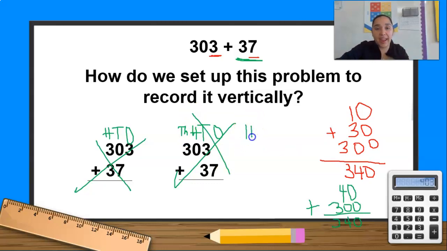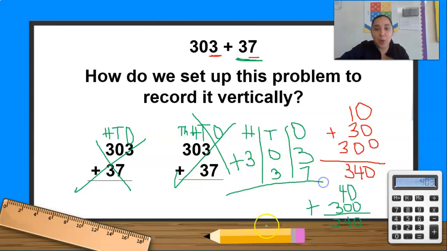I label the H, the T, and the O. And I align them together. So this says 303. I have 3 hundreds, 0 tens, and 3 ones. And I have 37. That tells me that I have 3 tens and 7 ones. This is exactly how you align a problem, boys and girls.